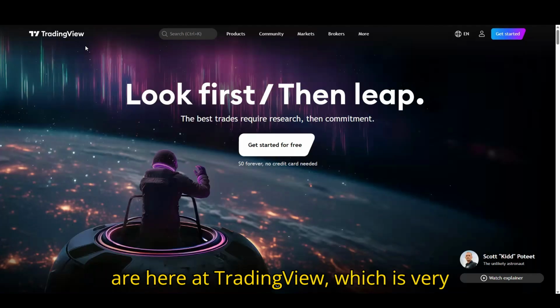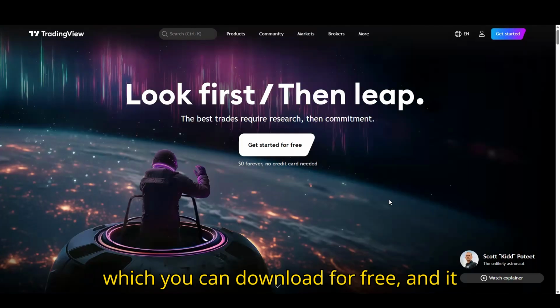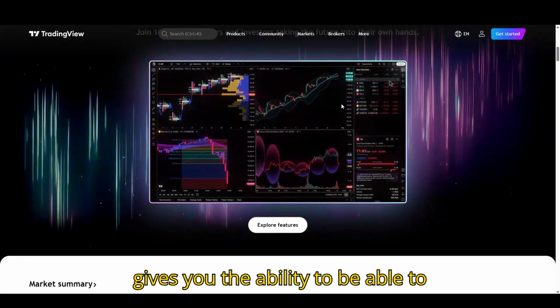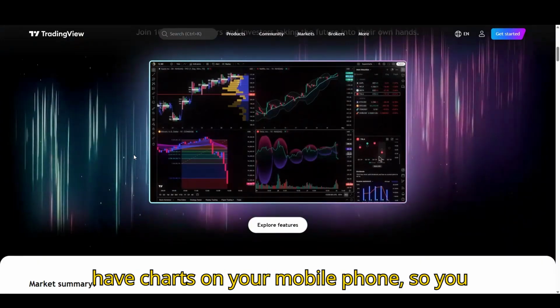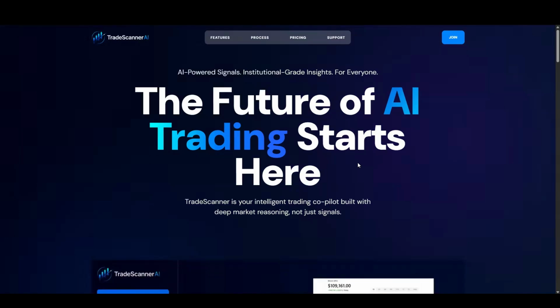We are here at TradingView, which is a very famous, very known charting platform, which you can download for free, and it gives you the ability to have charts on your mobile phone so you can upload them to tradescanner.ai.